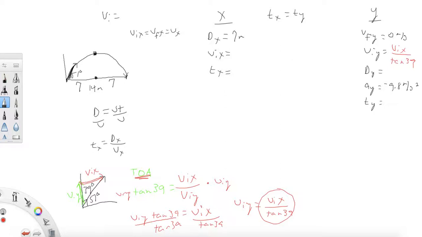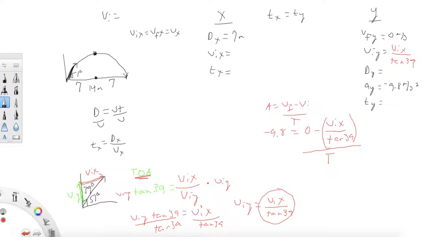Alright, so the next thing that I want to do is we know that this kinematic formula, acceleration is equal to final velocity minus initial velocity divided by time. So let's go ahead and plug in what I know here. So negative 9.8 is equal to final velocity, which was 0. My initial velocity is this. So I'm going to say initial velocity in the x direction, excuse me, divided by my tangent 39. Now this just takes the place of my VI, and then I'm going to divide the whole thing by my time. So I don't have time, but I'm going to put time down there.